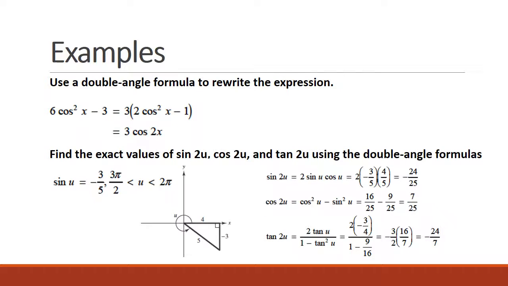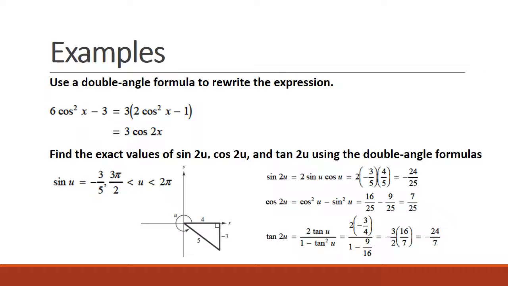So the formula requires not only that we have the sine, which they gave us, but the cosine. Since we drew the triangle and labeled it, we know the cosine is 4/5. So we just put that information into it, and we get negative 24/25. We use that same information in the formula for cosine 2u to get 7/25.